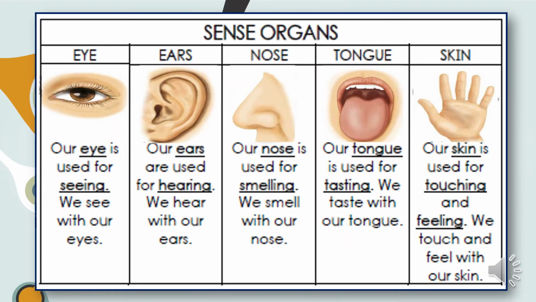The human body has 5 sense organs. These are the eye, ears, nose, tongue, and skin. Our eye is used for seeing. We see with our eyes. Our ears are used for hearing.